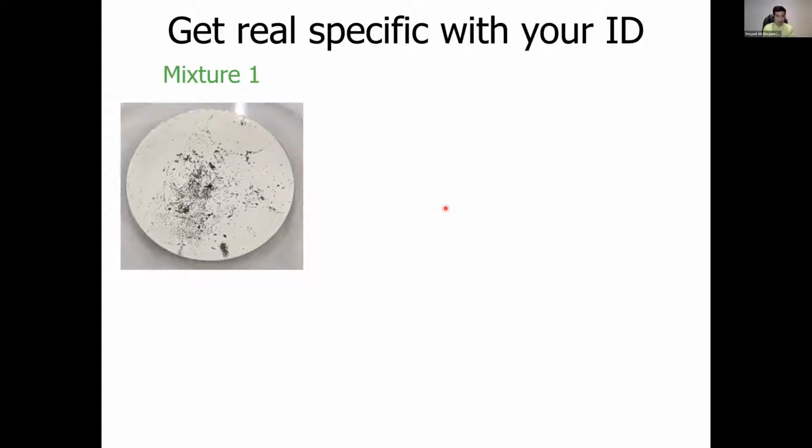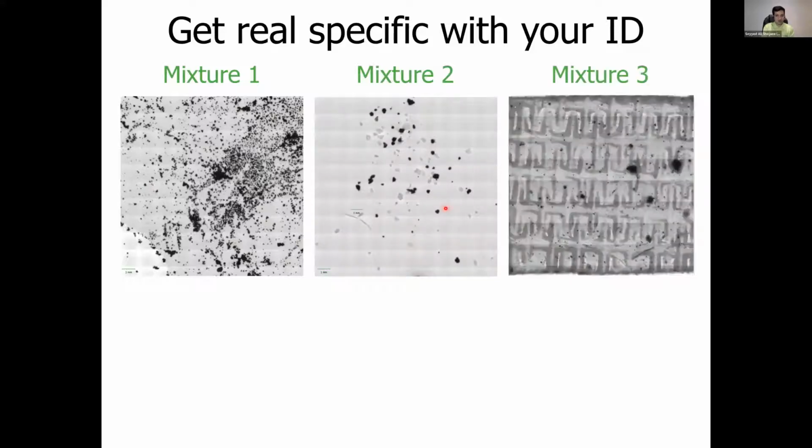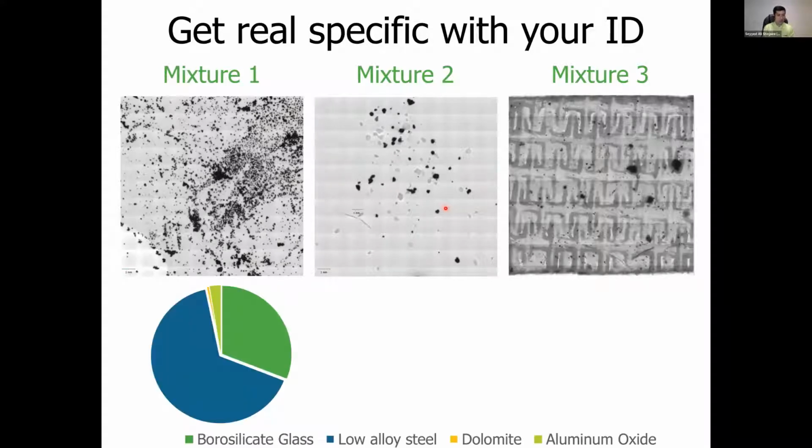With that information and knowing what kind of raw materials we had, we looked at our 3 different mixtures of debris that we had: mixture 1, mixture 2, and mixture 3. And then we counted, sized, and shaped the particles and also identified them. In mixture 1, where we had around 1,700 particles, we noticed that the majority of the debris was the steel particles, with some glasses and very small amount of dolomite and aluminum oxide.